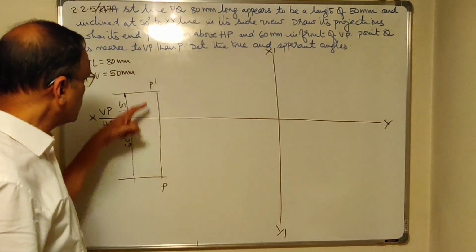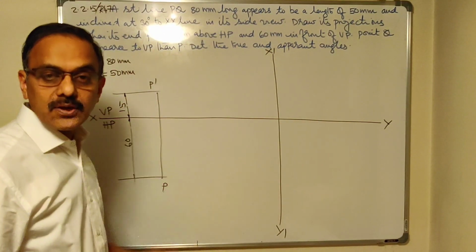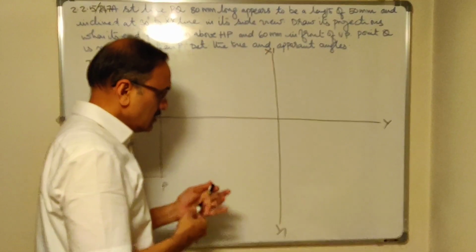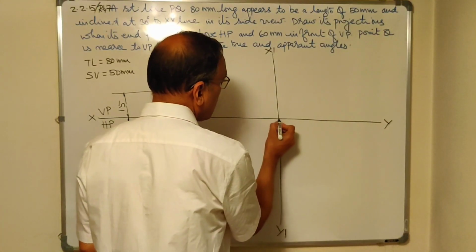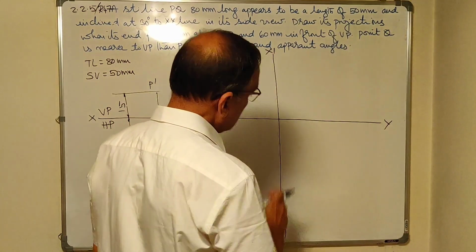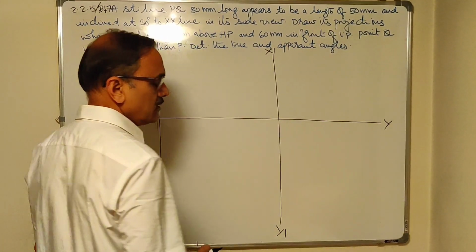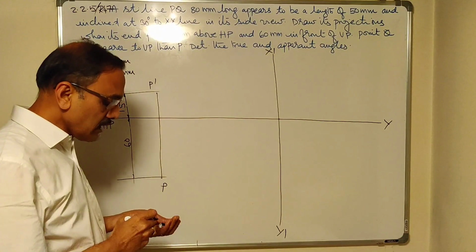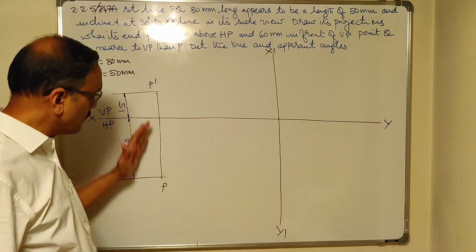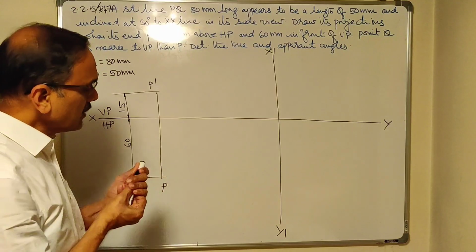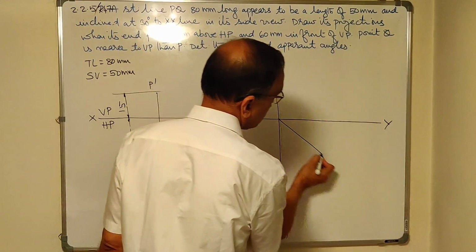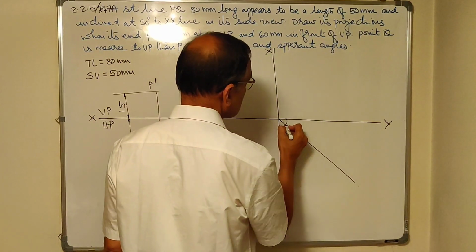If this is the top view and this is the front view of P, I know how to get its side view. We draw a line inclined at 45 degrees at this intersection point, depending on where you have the top view. This is first angle projection I am following, so the top view always will be found below XY. So I will draw a 45 degree line below XY. This is 45 degrees.